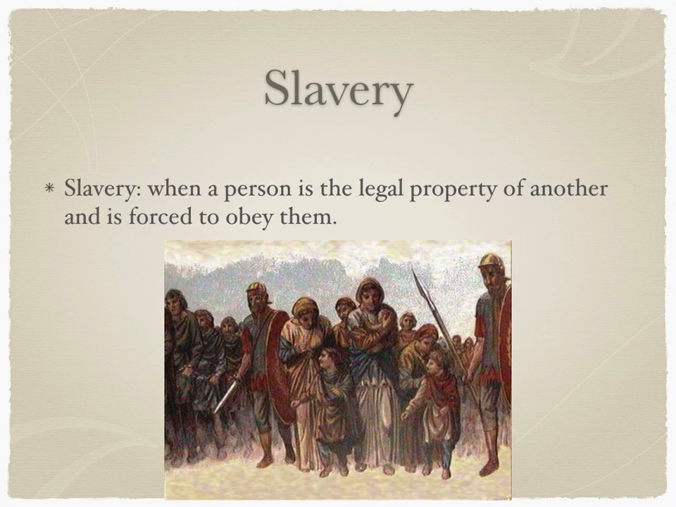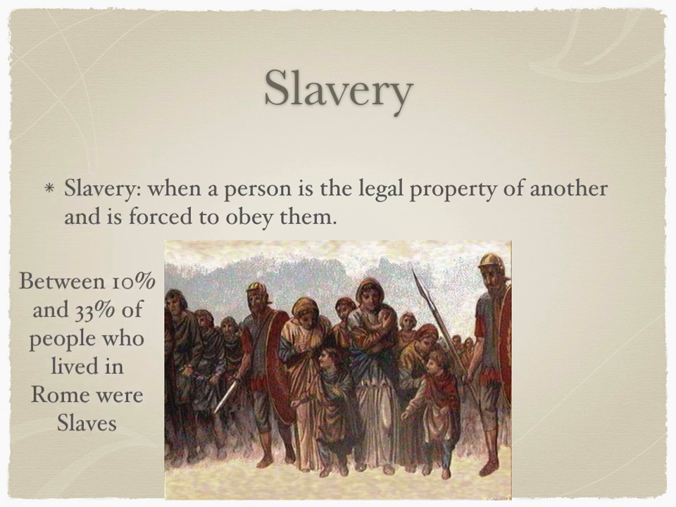So first off, let's begin by defining what slavery is. Slavery is when a person is the legal property of another and is forced to obey them. Slavery had existed long before Rome became a powerful empire. There is evidence of it dating back centuries before Rome was even founded. However, the significant thing about Roman slavery is how much of it there was. Slaves were everywhere. They were omnipresent.